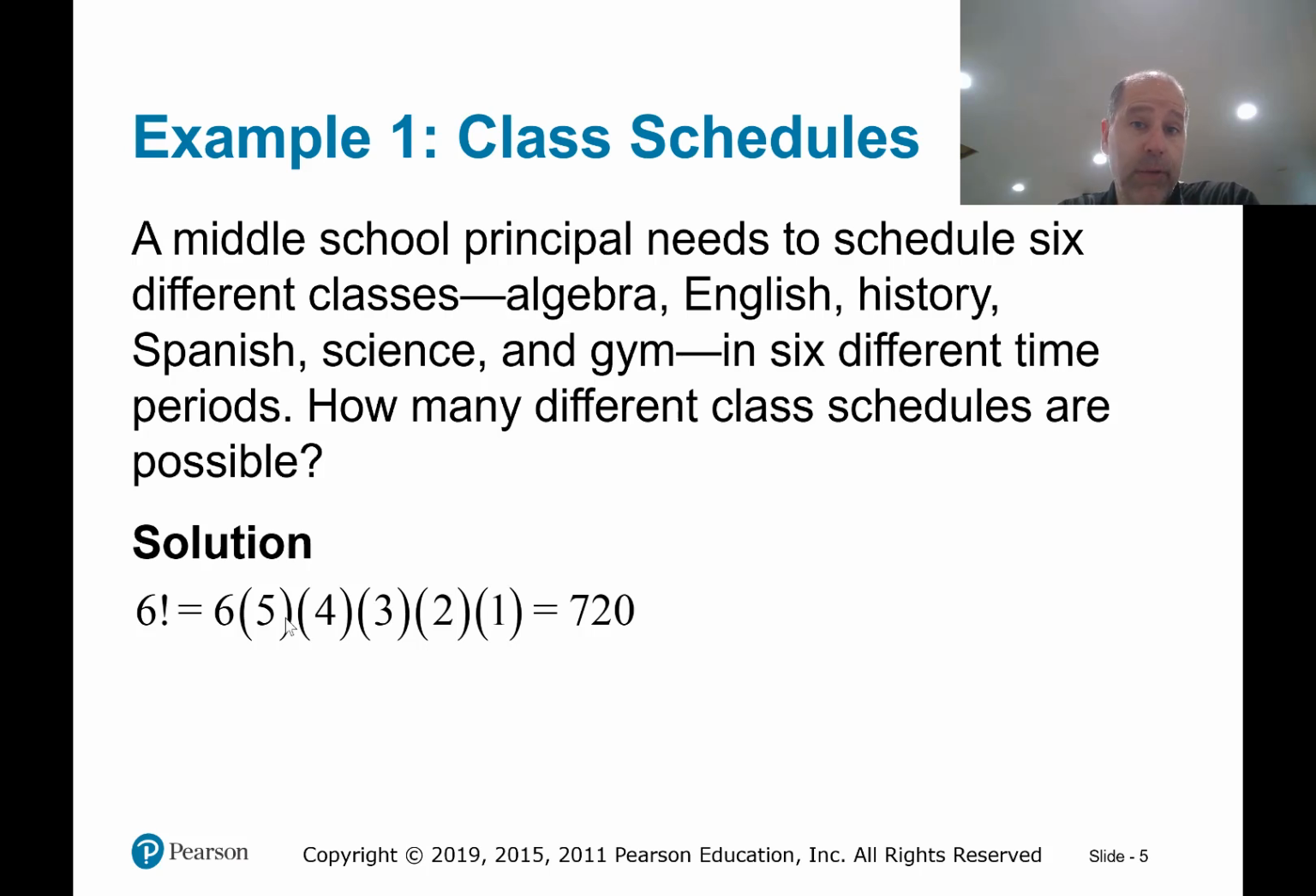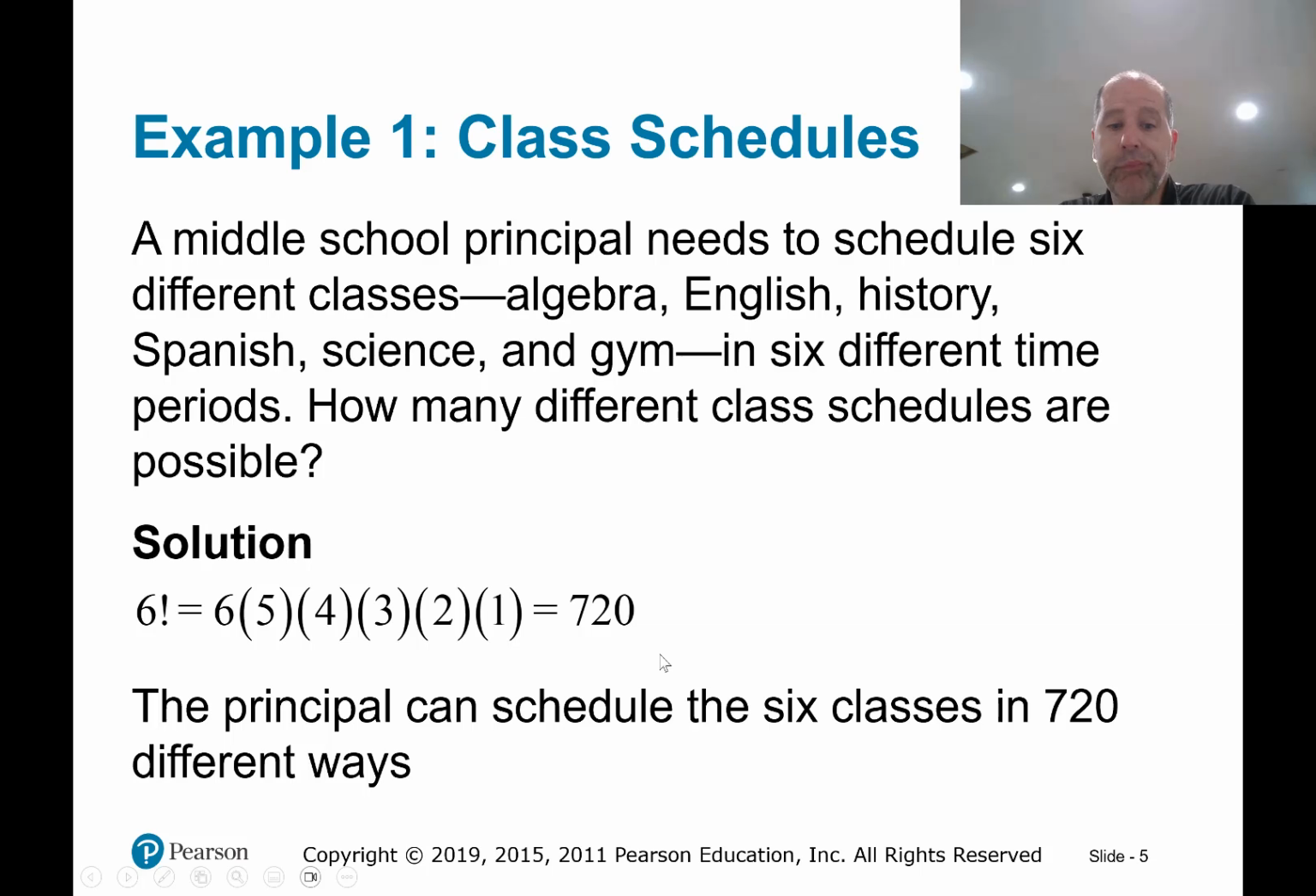Well, once you fill the first class period, now you only have 5 to choose from for the second class period. And after you choose one for the second class period, for the third class period, you only have 4 classes to choose from, and so on and so forth. And so if you take all of those periods, and you fill them in with a number, right? 6, 5, 4, 3, 2, and 1, then the fundamental counting principle just says multiply them all together, and that's your answer. And so 720 different schedules are possible.